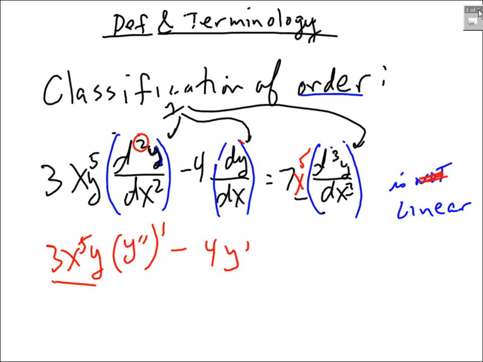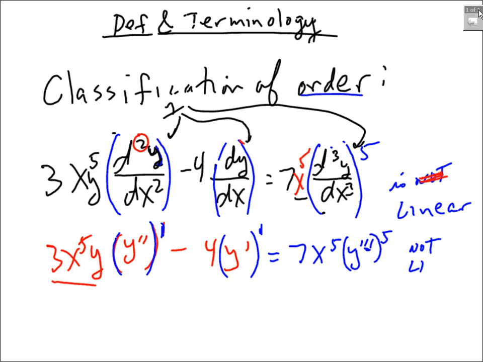Now, let us put this 5 back here. Equals 7x to the 5th y cubed. Now, y cubed, I can use the prime notation. Y cubed is being raised to the 5th. This y double prime to the 1st. This y prime to the 1st. This y cubed to the 5th. This is not linear.